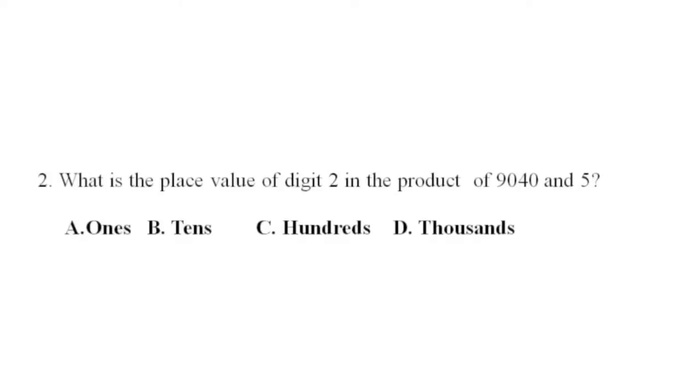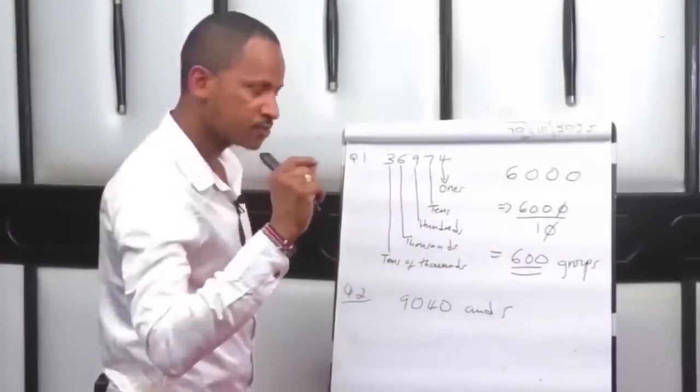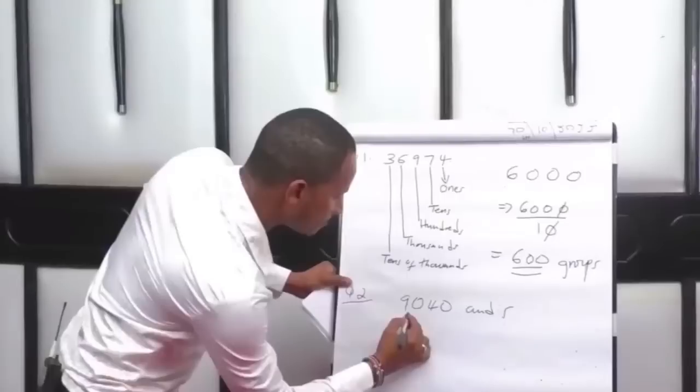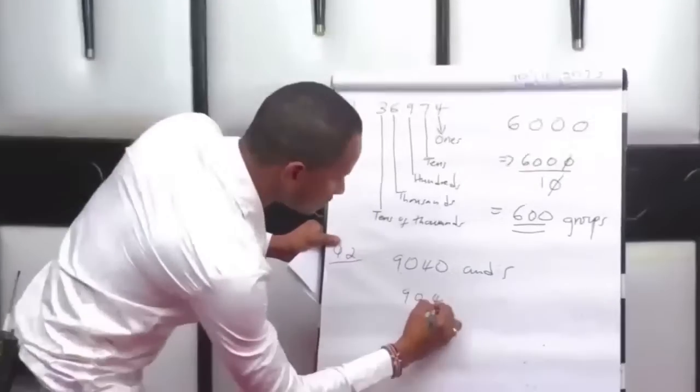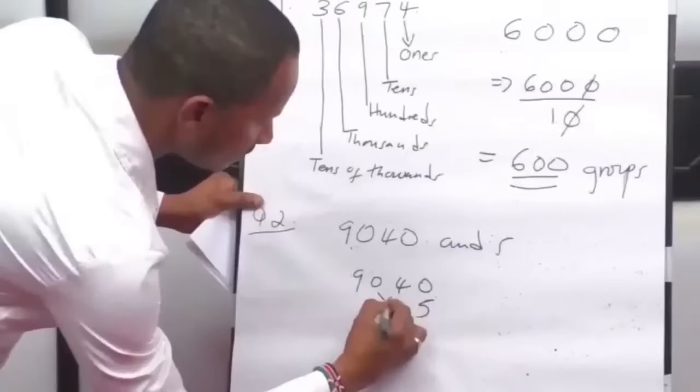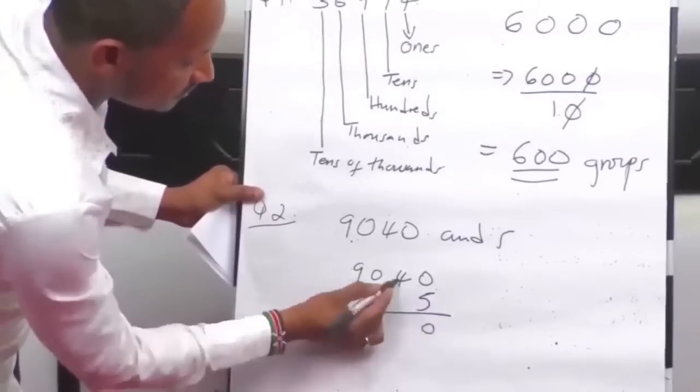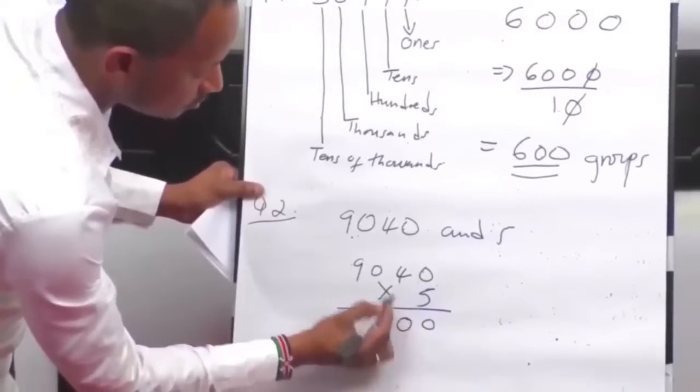The key word here is product. Product means multiplication. So the first step is to multiply 9,040 by 5. 0 times 5 is 0. 5 times 4 is 20. You write 0, you carry 2.